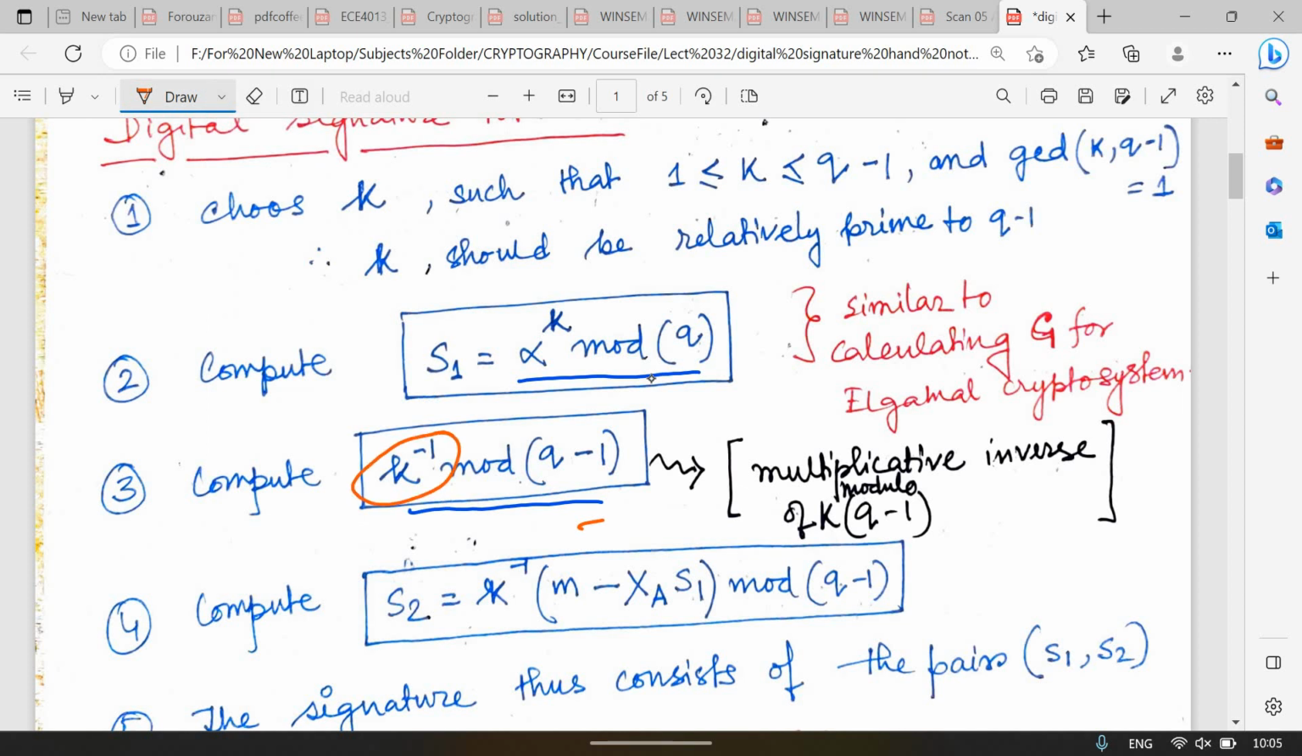We have not done this in the previous case, although we did it in a way with E multiplied by D in RSA, where E and D were multiplicative inverses of each other. The same concept is applied here, except that it's expressed in terms of k inverse. That's it, nothing else. And finally, we obtain S2 as well. So S1 and S2 become our signature.